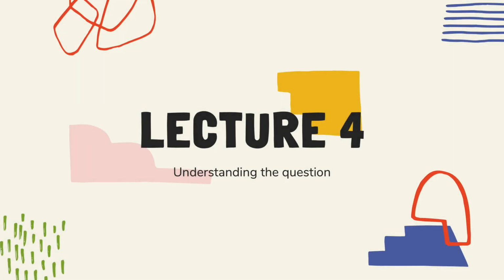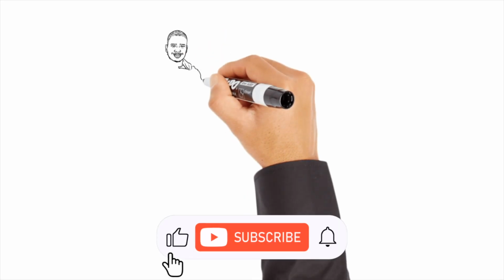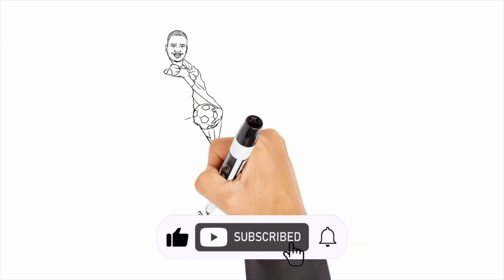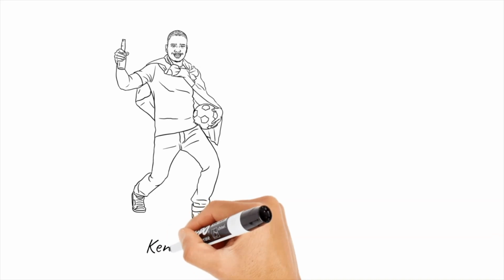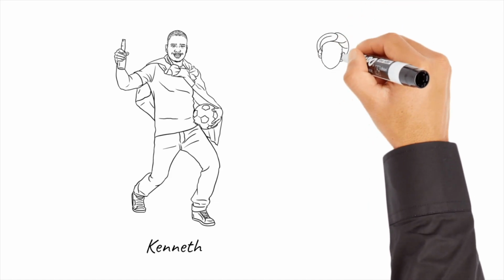Understanding the question. Let's imagine two different IELTS candidates. Candidate 1, Kenneth, is fresh out of high school and needs an IELTS score to study at an English-speaking university. He likes playing sport and going to parties, and he isn't very interested in news and current affairs.